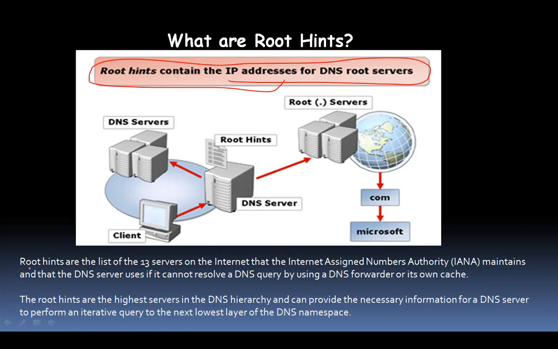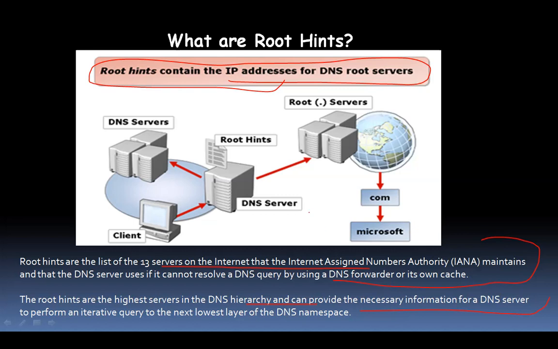If we talk about it a bit more, root hints are the list of 13 servers I told you about earlier on the internet that the Internet Assigned Numbers Authority, IANA, maintains, and that the DNS server uses if it cannot resolve the DNS query by using a DNS forwarder or its own cache. The root hints are the highest servers in the DNS hierarchy and can provide the necessary information for a DNS server to perform an iterative query to the next lowest layer of the DNS namespace.